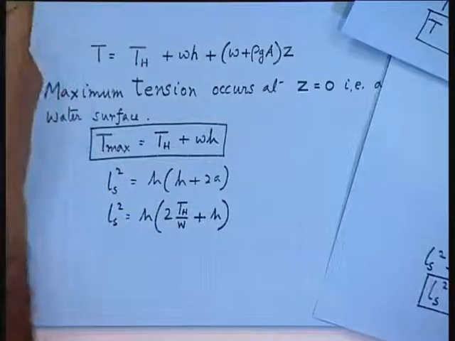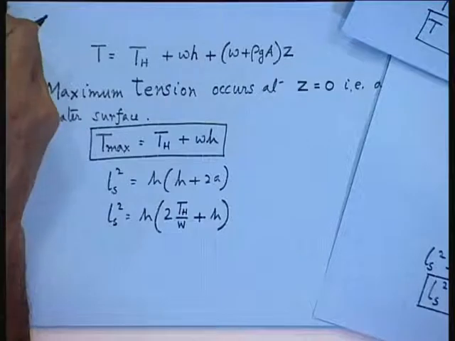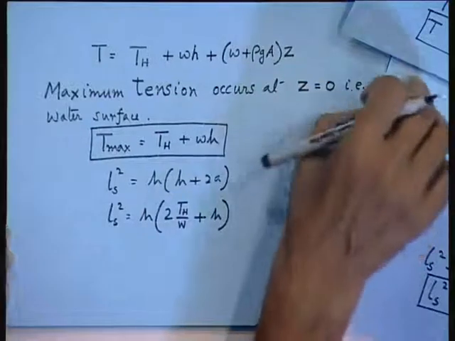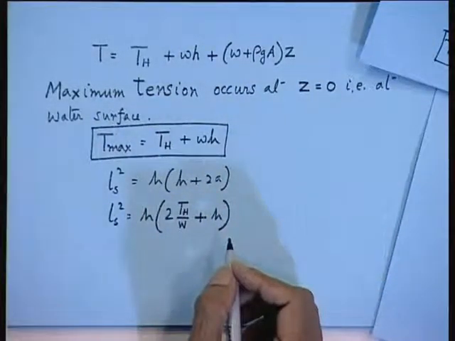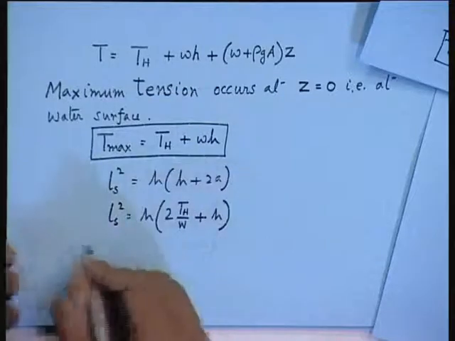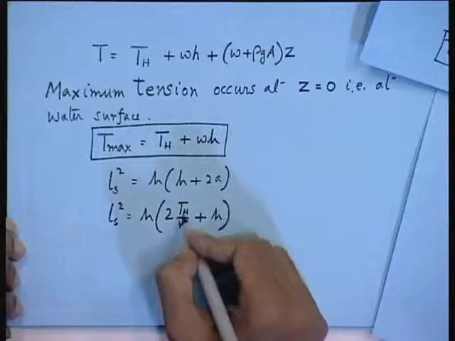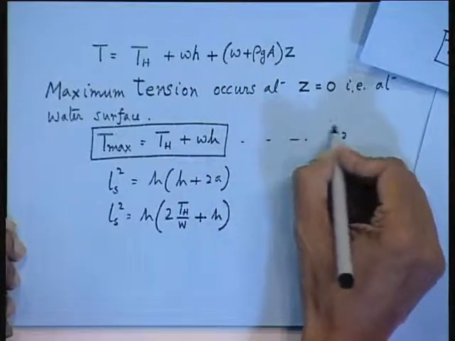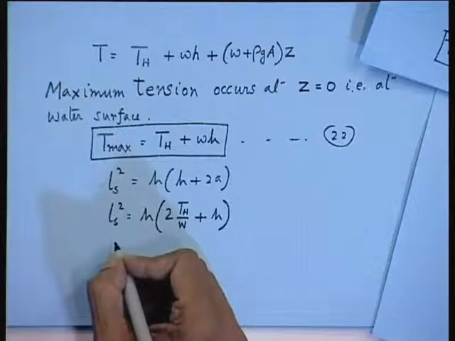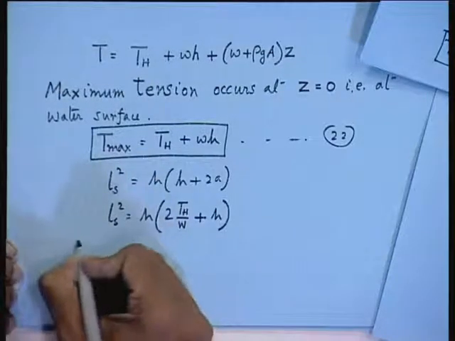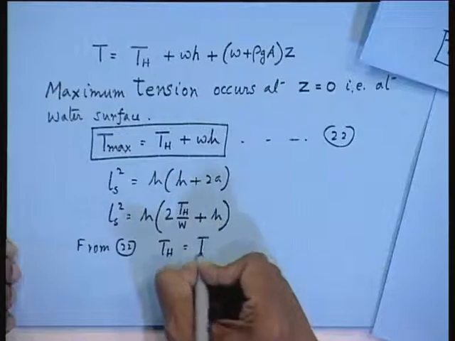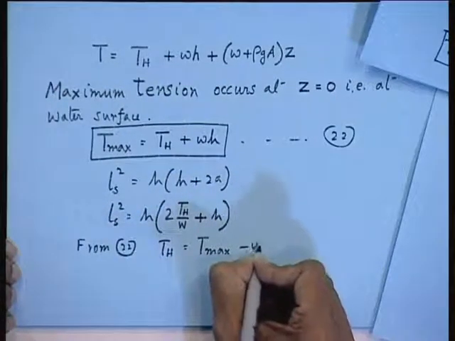So now you tell me the length of minimum line. So you substitute this expression, that is all. So T h is how much? This, say, is equation number 22, is it not? So from 22 you just substitute. Tell me what is T h by W, or from 22 you write T h is equal to T max minus W h.